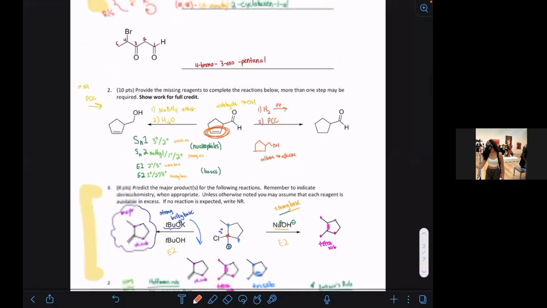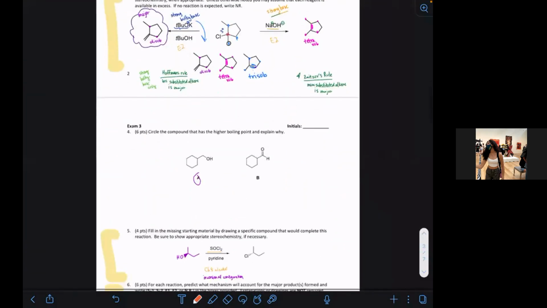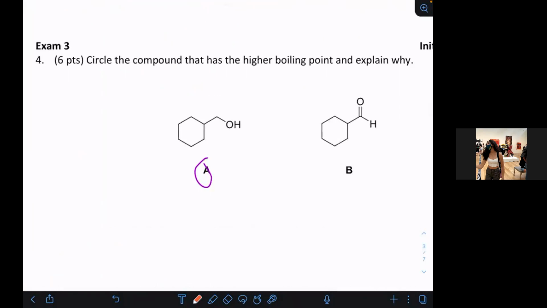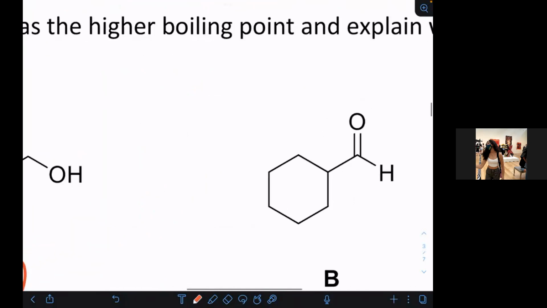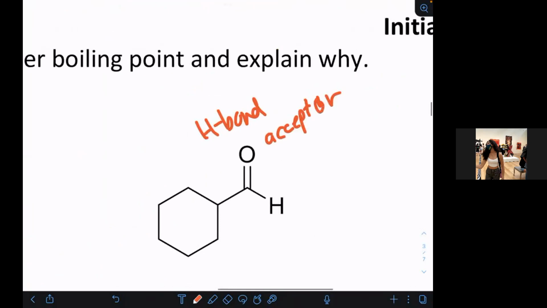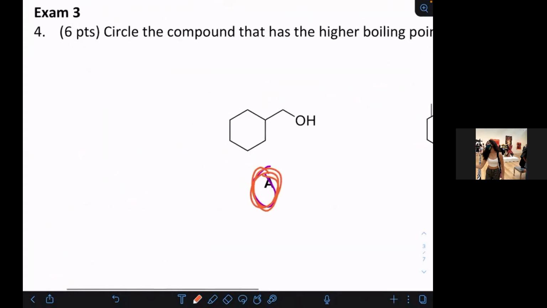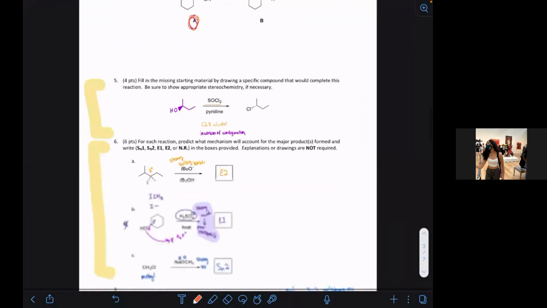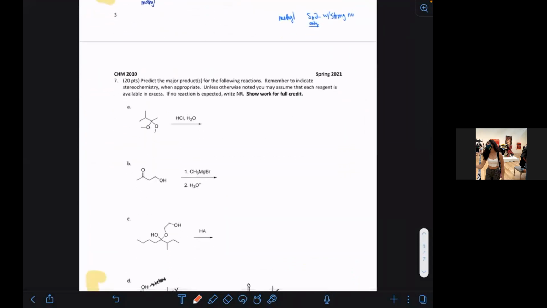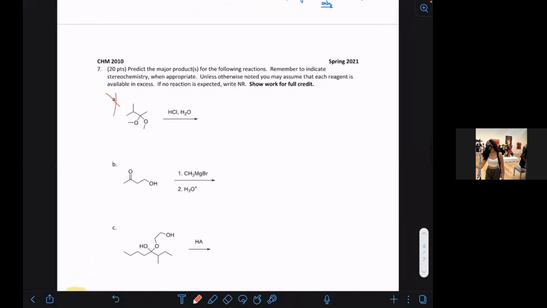Yeah, so there's that one. Other ones we haven't done. Circle the compound with the higher boiling point. She didn't say we had to do this one, but we know it's A because this is only a hydrogen bond acceptor. And then this is a donor and acceptor. So there's that one. Don't think we do A.